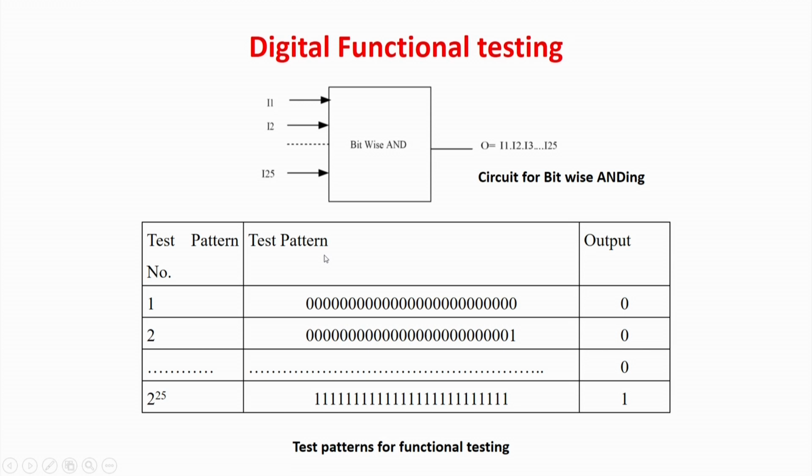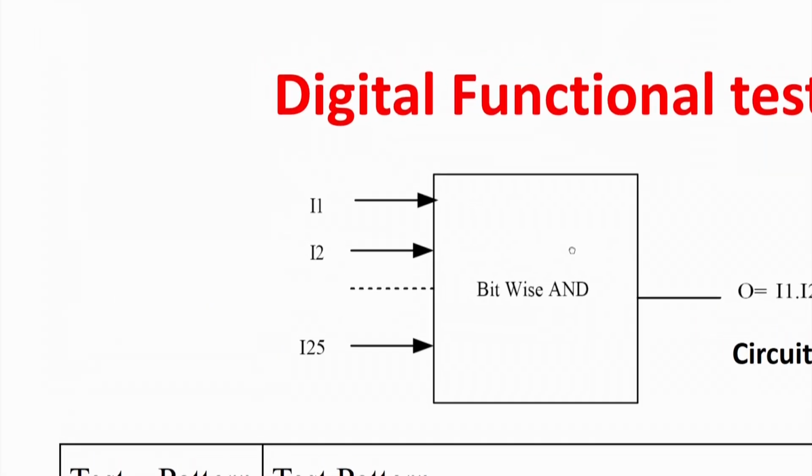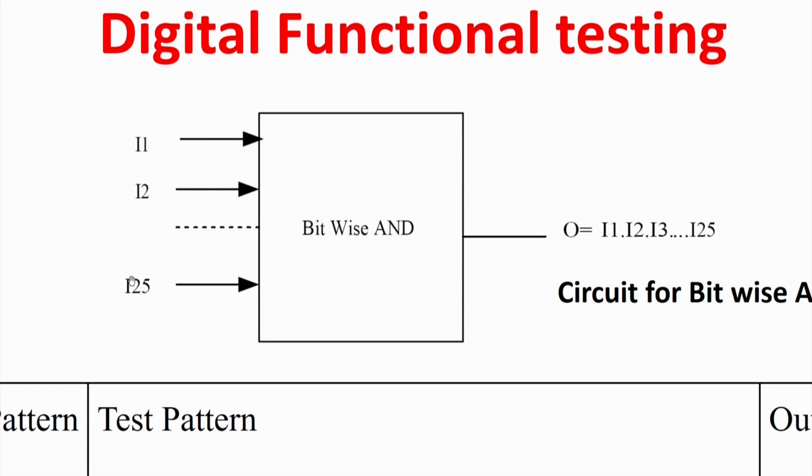So, basically these are the test plans. Let us assume that it is a 25 input AND gate circuit. So, there will be 25 inputs, let me zoom in. Basically it is a simple circuit in which we have 25 input lines and 1 output line, and the output is bitwise AND of all the inputs.